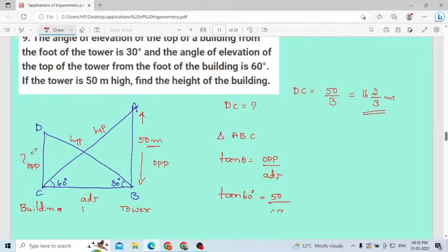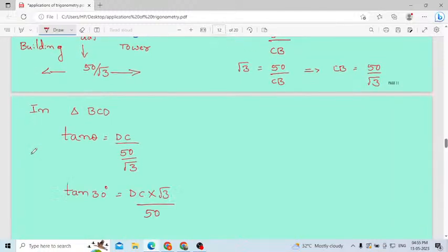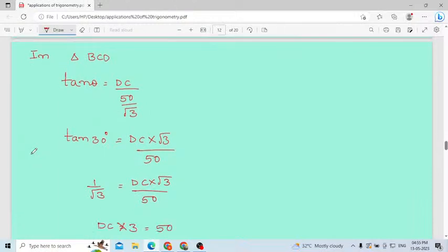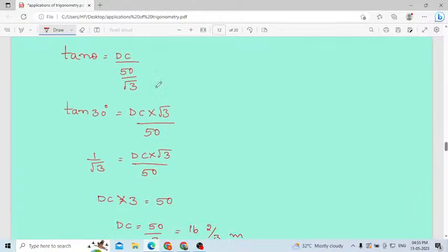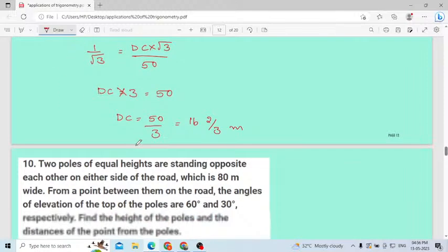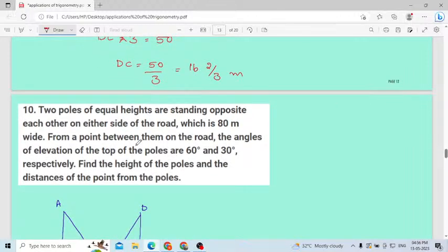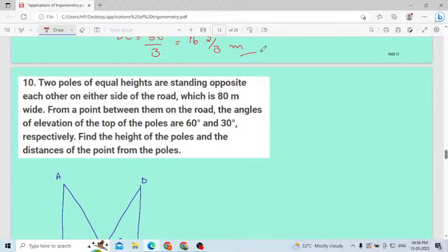Then here tan 30 degree will be equal to opposite divided by adjacent. We got the adjacent value, substitute, take the reciprocal and simplify, you will get the value of DC, it will be 16 2 by 3 meter. This is the value of the height of the building.